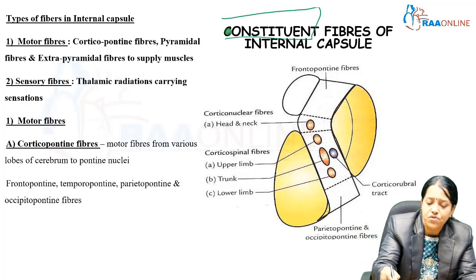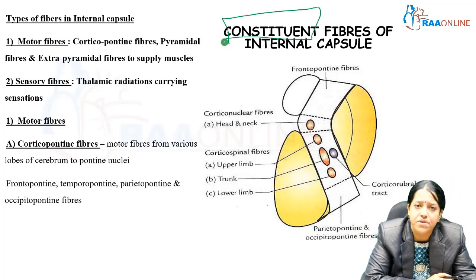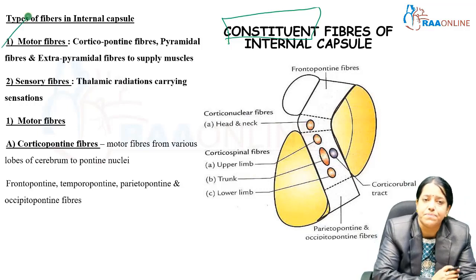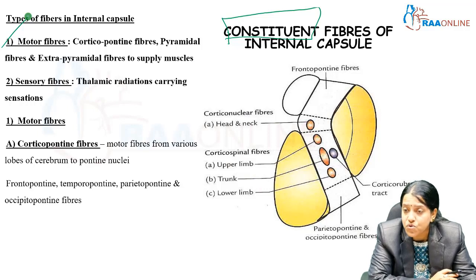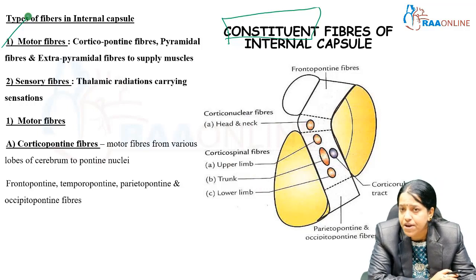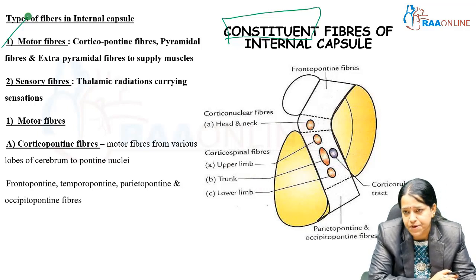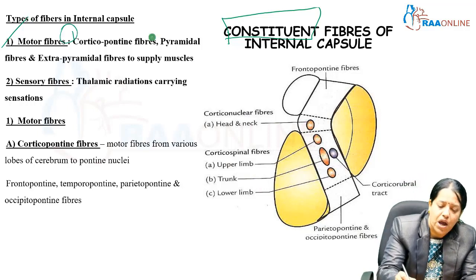Once you have finished all this, then we go to the constituents. What are the constituents of the internal capsule? What are the fibers which make up the internal capsule? You have the motor fibers. The first fibers which make up the internal capsule are the motor fibers. Among motor fibers, you have the corticopontine fibers, the pyramidal fibers, and the extrapyramidal fibers. So when we classify motor fibers, we are going to talk about 1, 2, and 3.